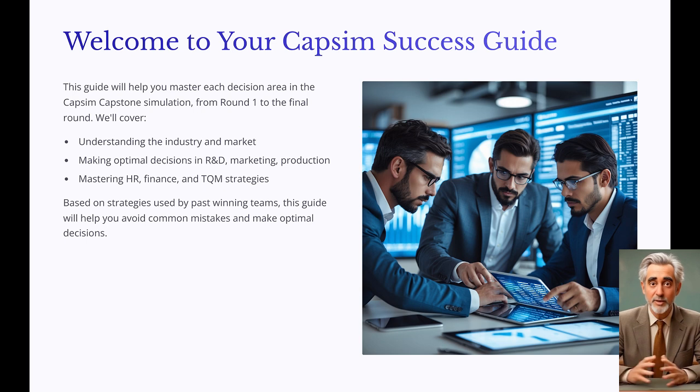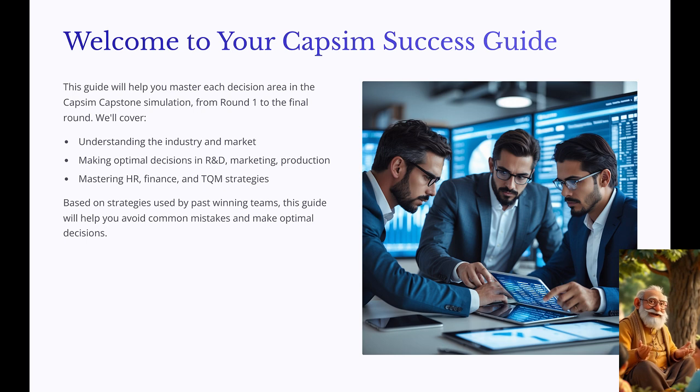Whether you're preparing for a business course, a competitive simulation, or an MBA strategy project, this guide will help you master each decision area from round 1 to the final round. We'll go step by step, focusing first on understanding the industry and the market, and then walking through key decisions in R&D, marketing, production, HR, finance, and TQM. This video is based on strategies used by past winning teams, refined to help you avoid common mistakes and make optimal decisions. Let's get started.